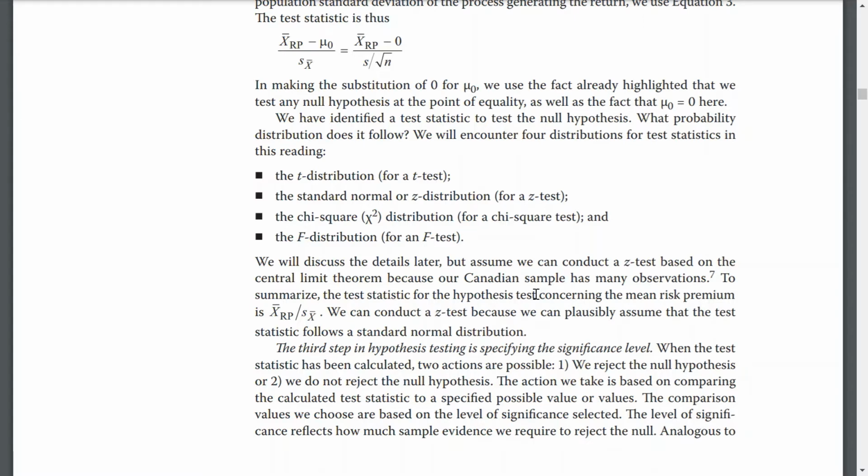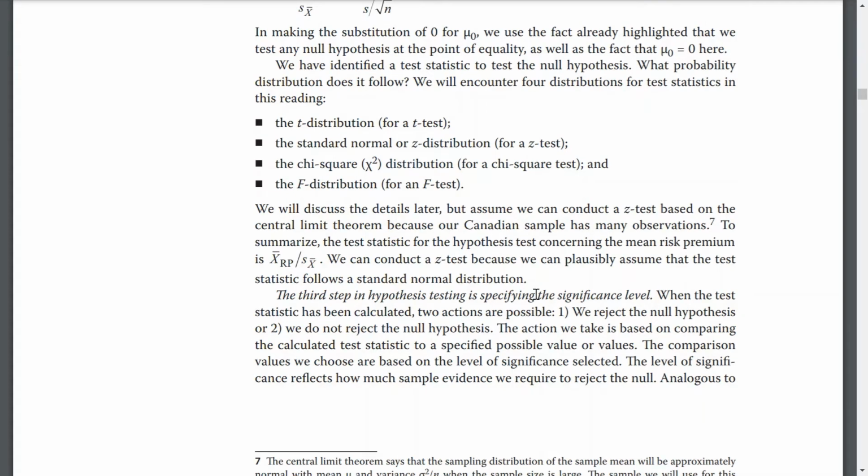To summarize, the test statistic for the hypothesis test concerning the mean risk premium is X bar sub RP divided by S sub X bar. We can conduct a z-test because we can reasonably assume that the test statistic follows a standard normal distribution. The third step of hypothesis testing is specifying the significance level.